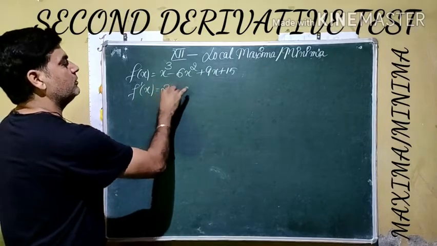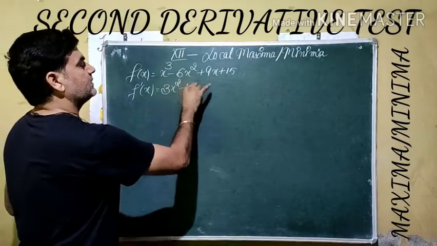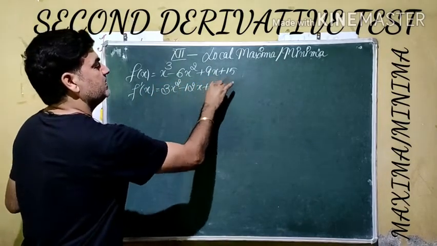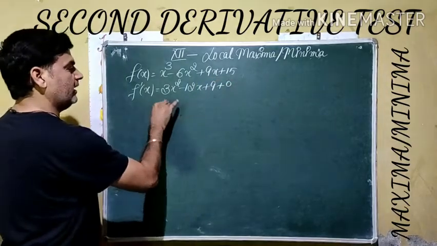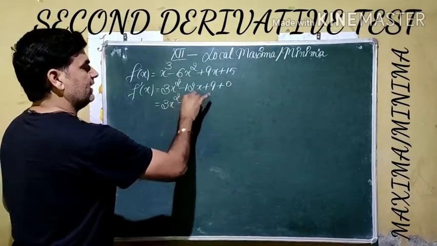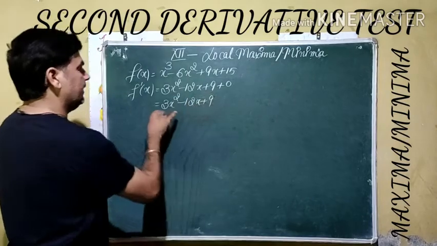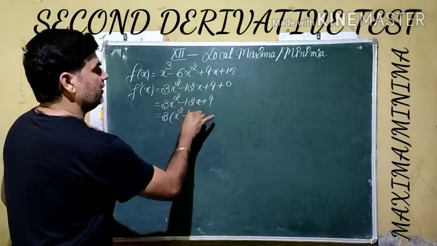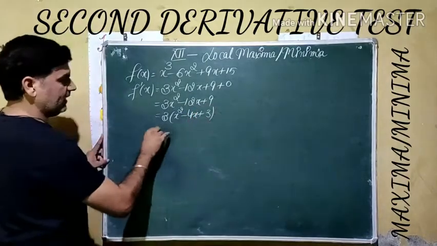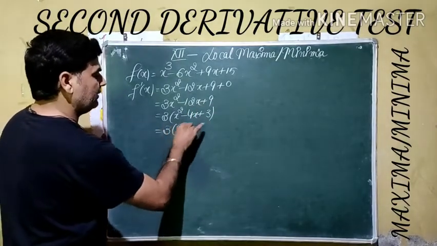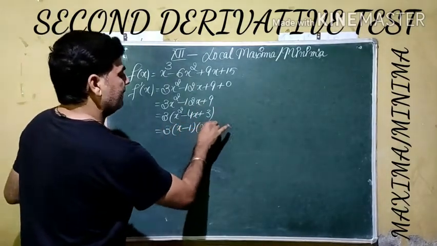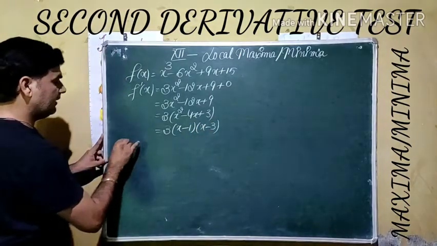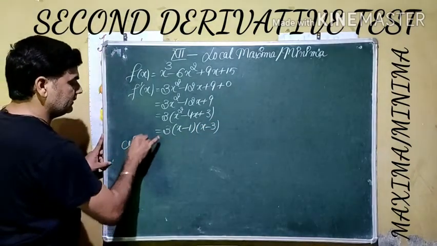By the power rule, it is 3x square, then 12x, plus 9 plus 0. So overall we get 3x square minus 12x plus 9. Here 3 is common, so finally we get x square minus 4x plus 3. We can factorize it by using the separating middle term method. We get this one. Our next step is to find the critical points.